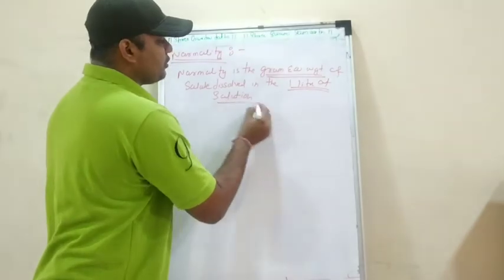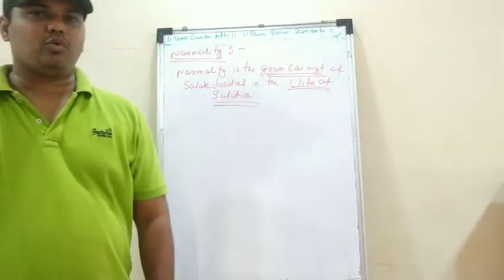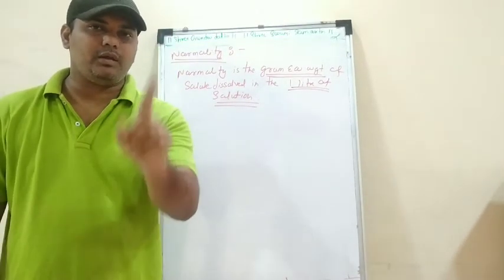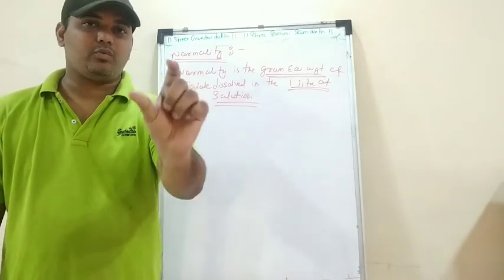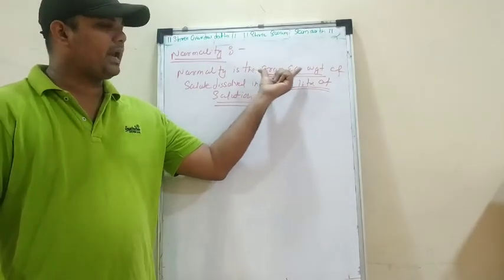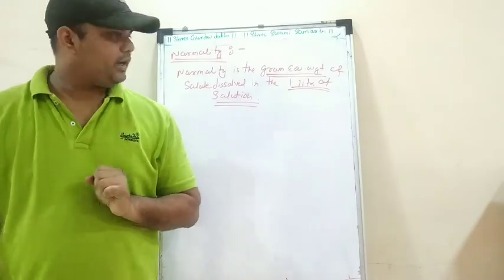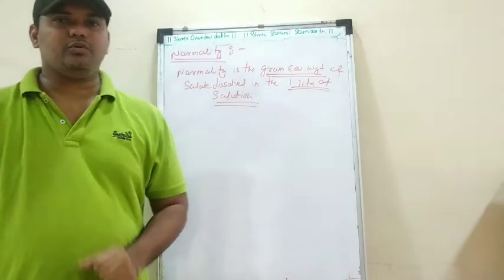liter of solution. In the case of molarity, what was it? The total number of moles of a solute dissolved per liter of solution. There it was a mole. Here it is the number of gram equivalent weight dissolved per liter of solution.